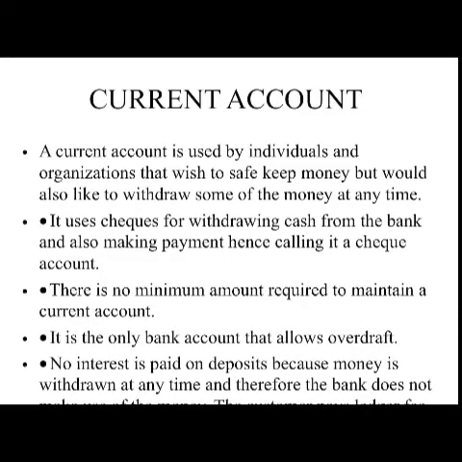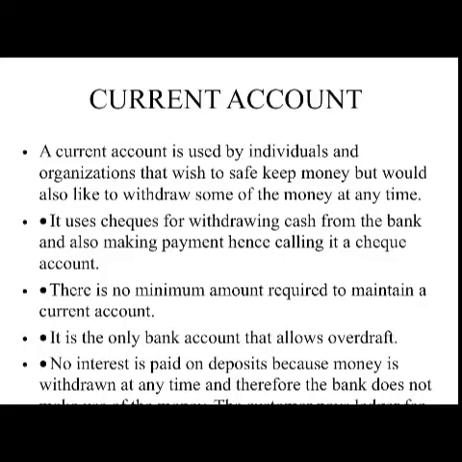So we'll start with this type of account, which is a current account. So what is a current account? A current account is a type of account that can be used every day for transactions. Okay, so a current account is used by individuals and organizations that wish to safekeep money but would also like to withdraw some money at any time.